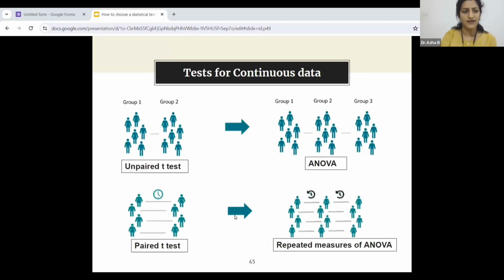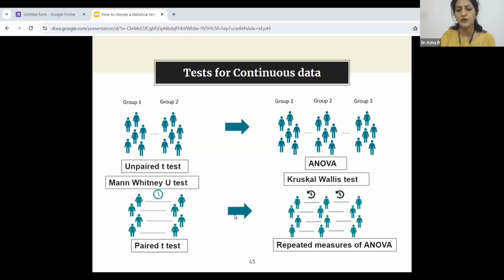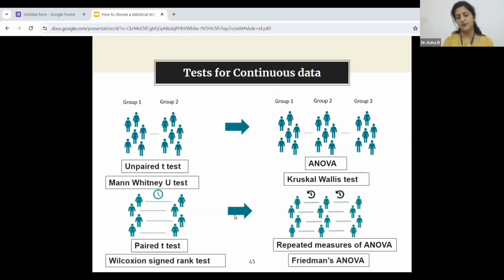Like in place of unpaired t-test, we have to use Mann-Whitney U-test. In place of ANOVA, we have to go for Kruskal-Wallis test. In place of paired t-test, we have to go for Wilcoxon signed rank test. And in place of repeated measures ANOVA, we have to go for Friedman's ANOVA. So an important point to note here is, before applying a non-parametric test, we have to see whether the data is following a normal distribution or not. Based on that, we have to select our tests.